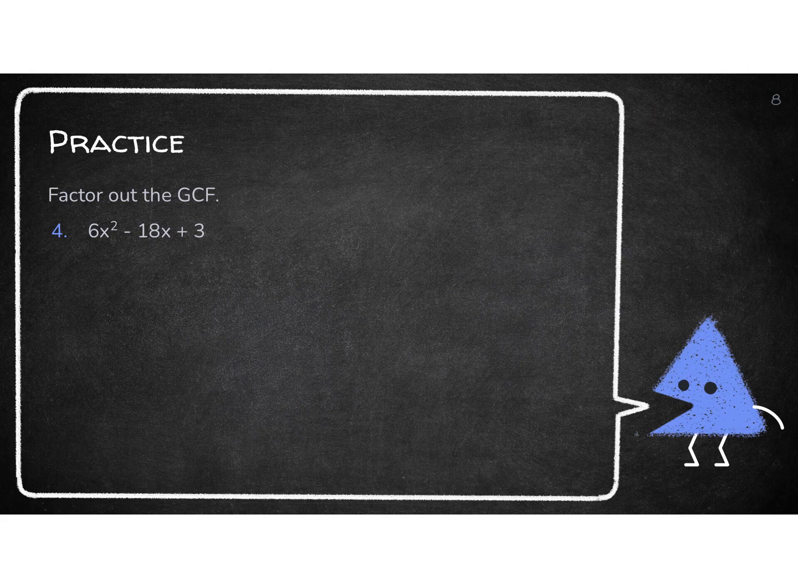Let's look at number 4 here. I have a 6, an 18, and a 3. So 6, 1 times 6, 2 times 3. 3 is in my list, I know I'm done. 18, 1 times 18, 2 times 9, 3 times 6, 4 doesn't go in, 5 doesn't go in, 6 is already in my list, so I'm done.